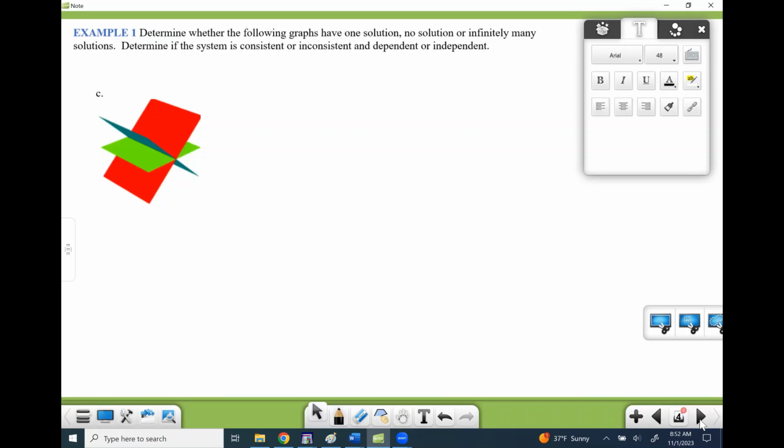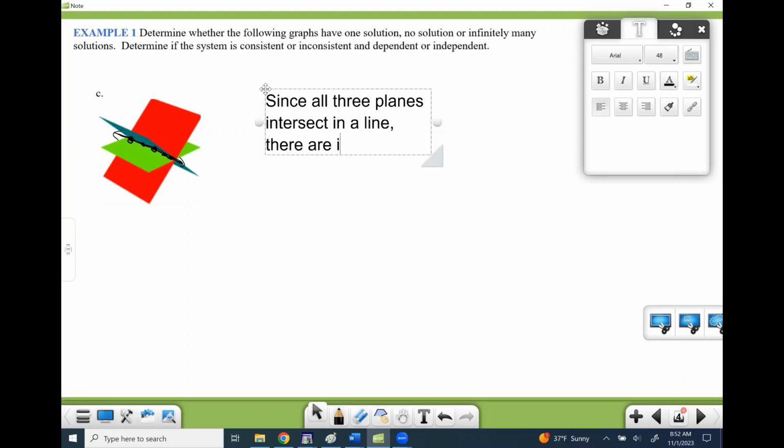Okay, so on this one, we really are getting a spot where all three planes intersect, okay? And all three planes would intersect in a line, okay? So that means that we're going to get infinitely many solutions, all the solutions along that line. Okay, let's go ahead and put this out here. Since all three planes intersect in a line, there are infinitely many solutions.